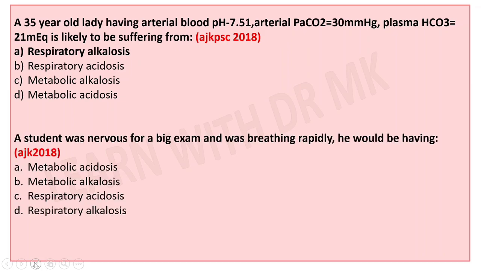A student was nervous for a big exam and he was breathing rapidly. He would be having what? Take a minute and answer this question. So the answer is respiratory alkalosis.